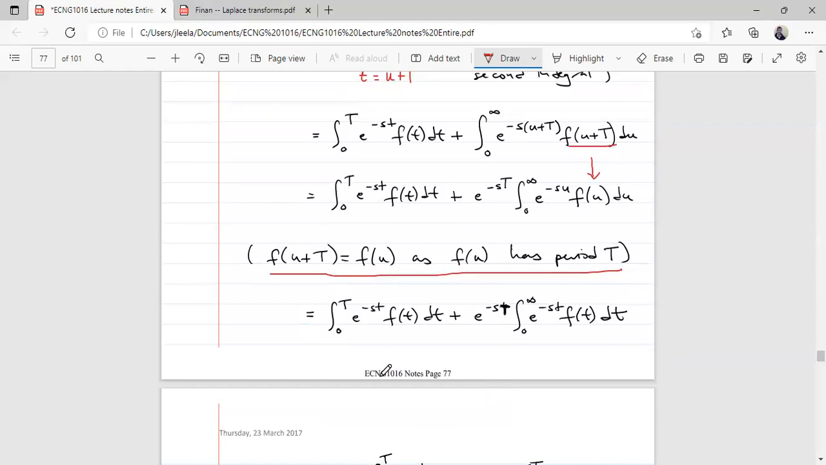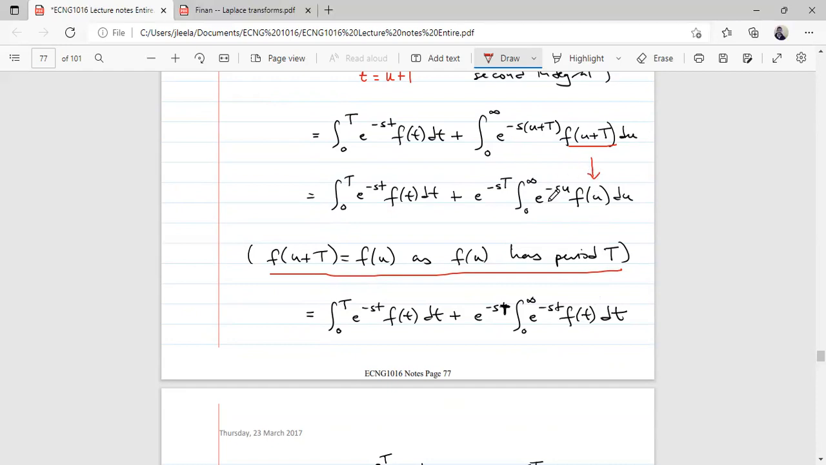You see, look at it written here. Now we have the integral between 0 and T of e to the minus st f(t) dt, plus e to the minus s times your period T, times the integral between 0 and infinity of e to the minus su f(u) du. You remember this u is a dummy variable, so you can go back to small t. You see it's written here: e to the minus sT, e to the minus st f(t) dt.